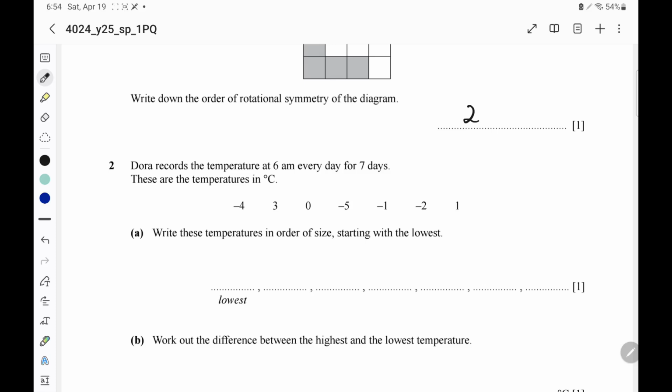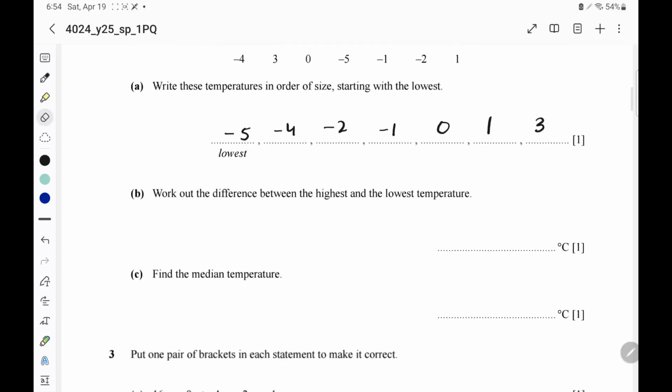Starting with the lowest means ascending order, from the smallest number. So we can see -5 is the smallest number, and then -4, and then we have -2 here, and then -1, and 0, 1 and 3. Alright, so that is the order of these numbers.